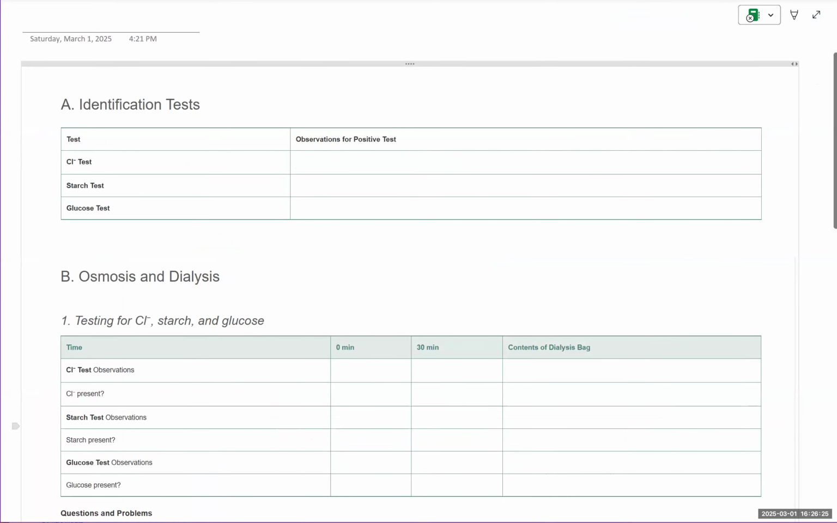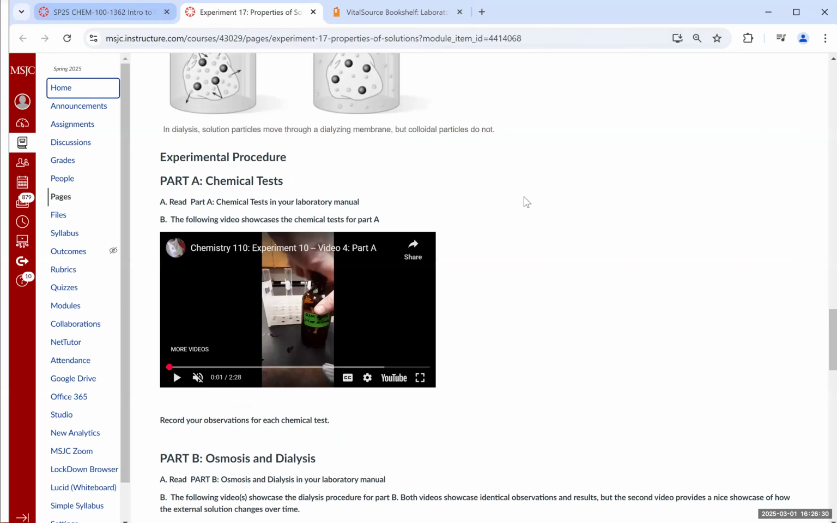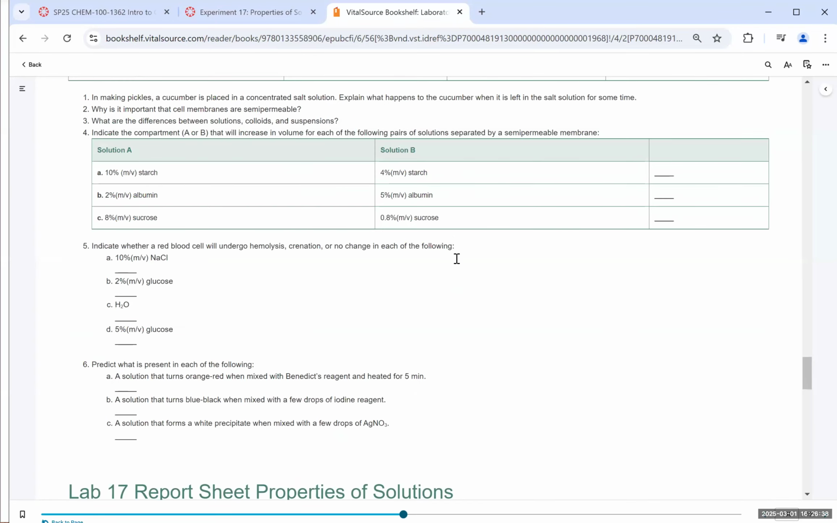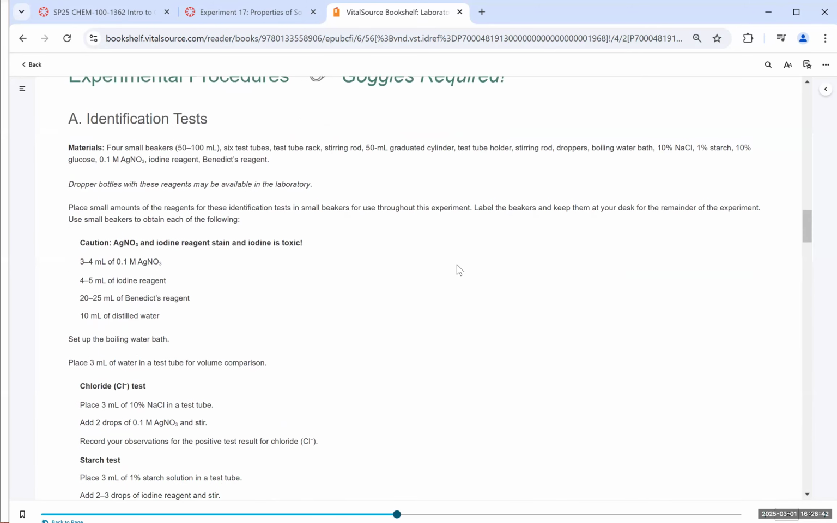So with that said, first things first, we are going to go through the experimental procedure and follow through it step by step. So let's go to the experiment procedure and let's read what we're doing. So the first part are the identification tests. These include the silver nitrate test, the iodine test, also known as the starch iodine test, and Benedict's reagent, which is a test for glucose.